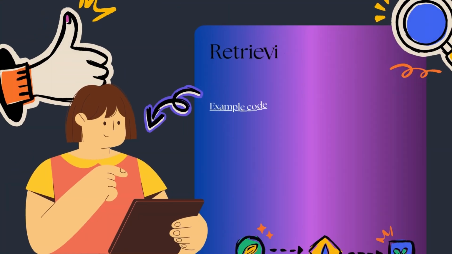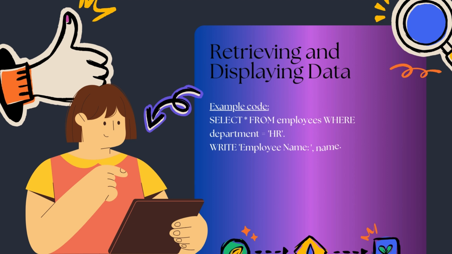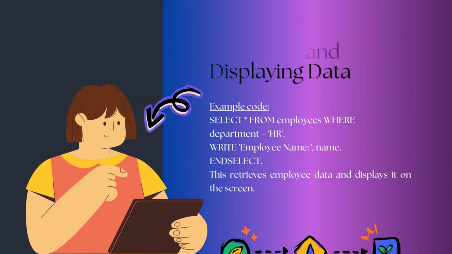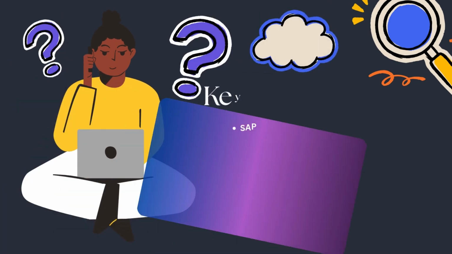One of the most common tasks in ABAP is retrieving data from the database and displaying it. This is called data retrieval and output. Let's say we need to retrieve a list of all employees and their salaries. You would use a command like SELECT to pull the data from the database and then use WRITE to display it on the screen. This is the heart of what ABAP does, getting the data you need and showing it in a meaningful way.